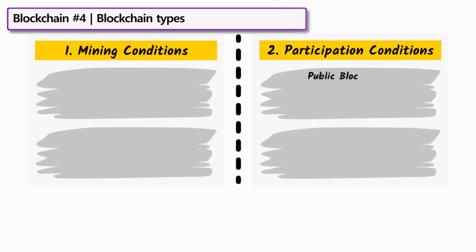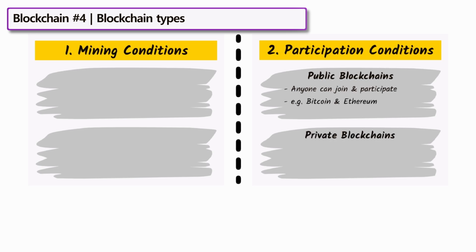Public blockchain. Public blockchains are open to everyone. Anyone can join and participate. Bitcoin and Ethereum are great examples. Private blockchain. Private blockchains are limited to a specific organization or group. Hyperledger Fabric and R3 Corda are examples of private blockchains.